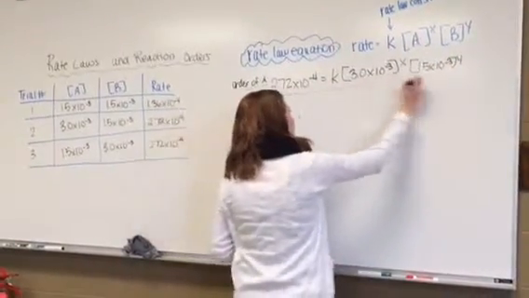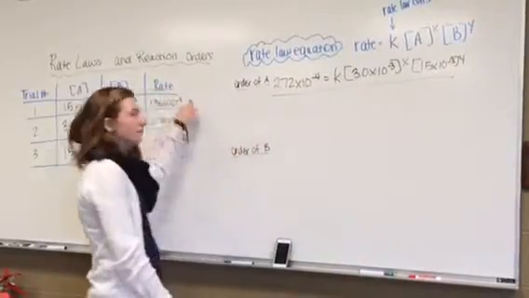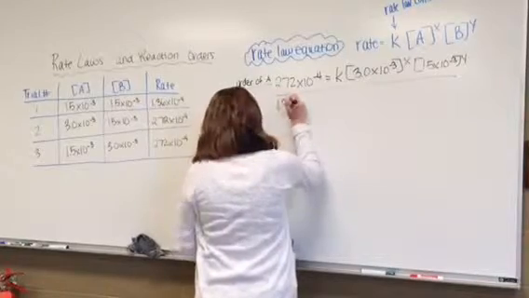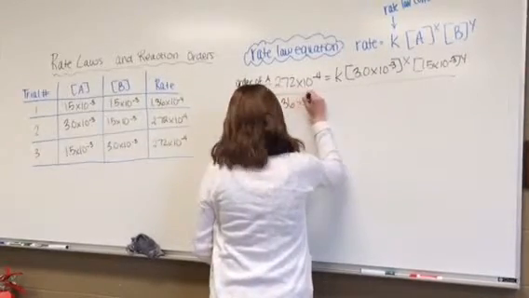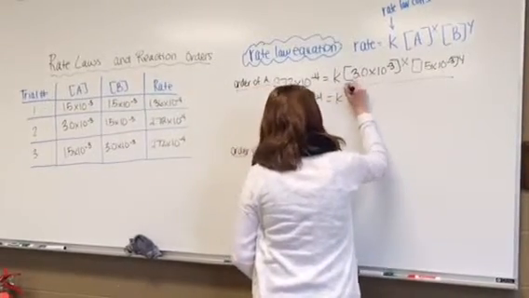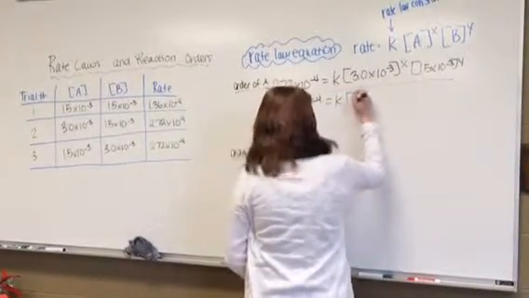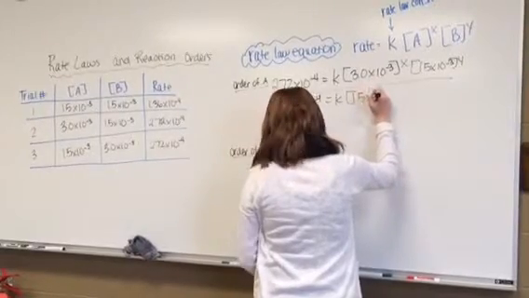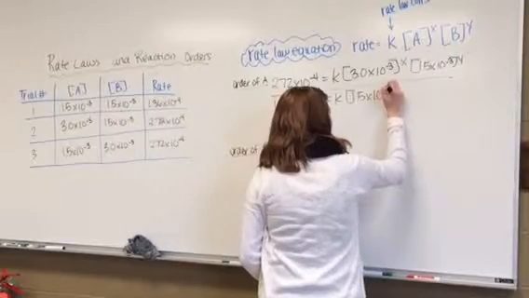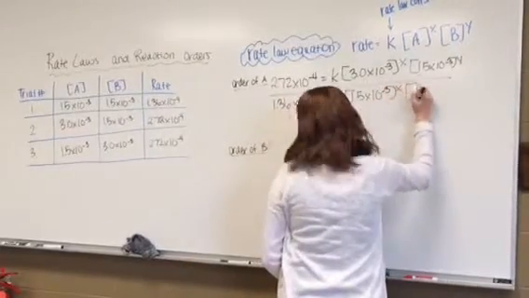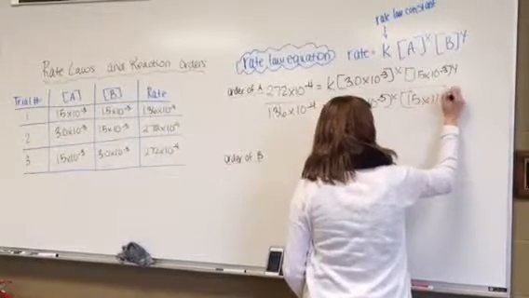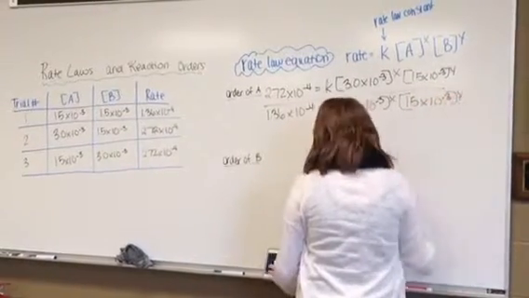Now we're going to divide that by trial 1, in which the rate is 1.36 times 10 to the negative 4th equals K, times the concentration of A, which is 1.5 times 10 to the negative 3rd to the X, times the concentration of B, which is also 1.5 times 10 to the negative 3rd to the Y.